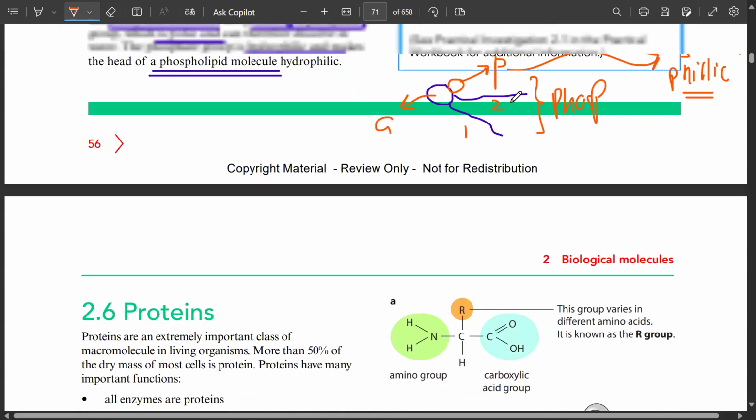Let me show you one more thing. So can you tell me the structure of phospholipids? One phosphate, one glycerol, two fatty acid chains. Good job.